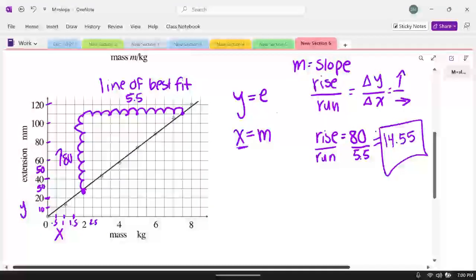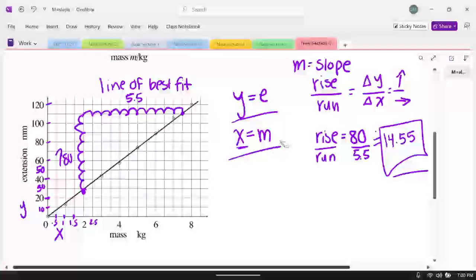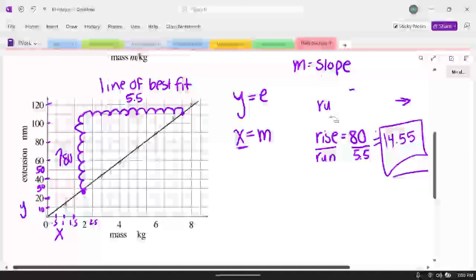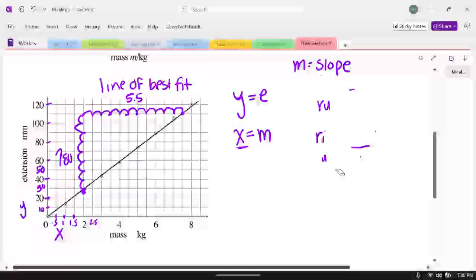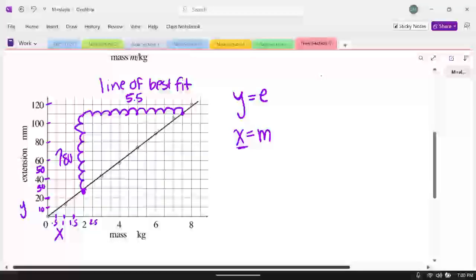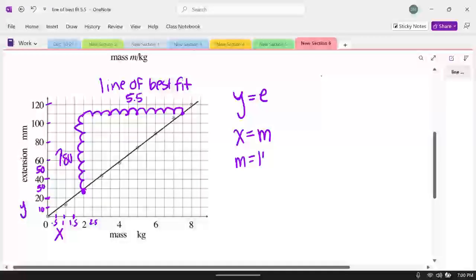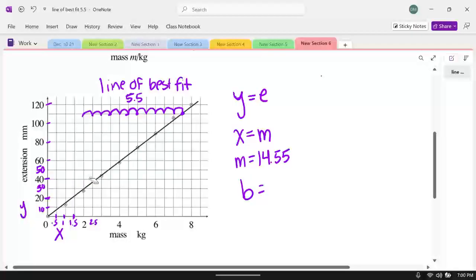From there, we need to figure out our y-intercept. So we figured out y, we figured out x, we figured out our m, but let's figure out b. Give me a second to erase. M equals 14.55. Let's find our y-intercept. So let's erase our work on the slope here.